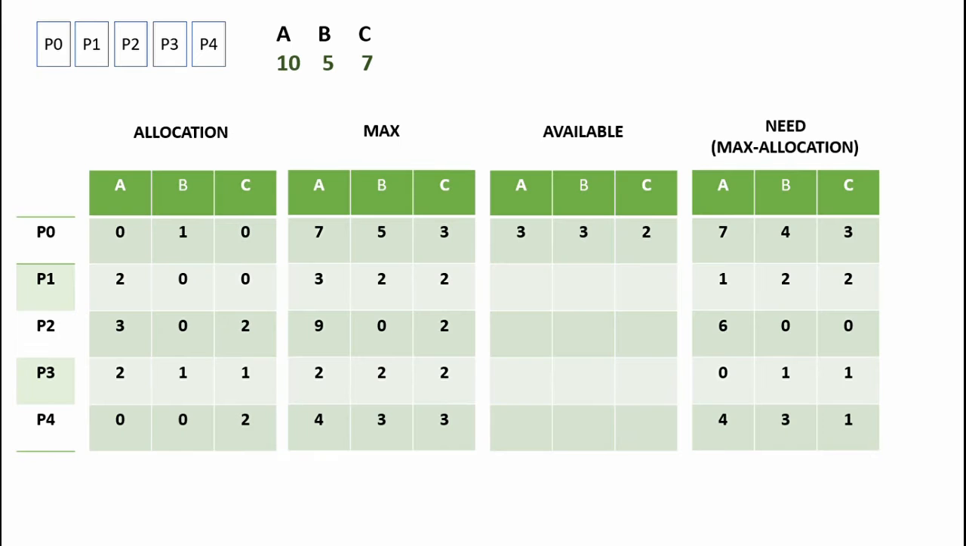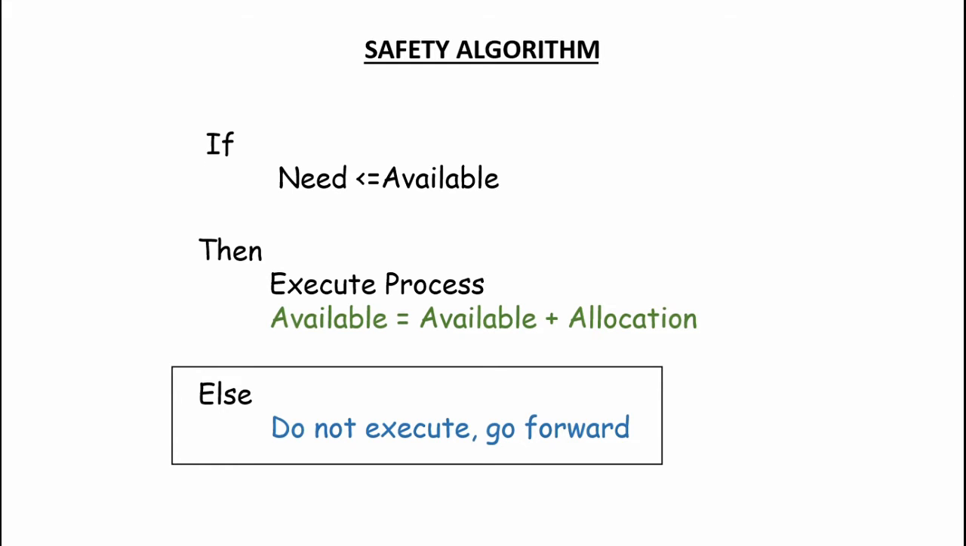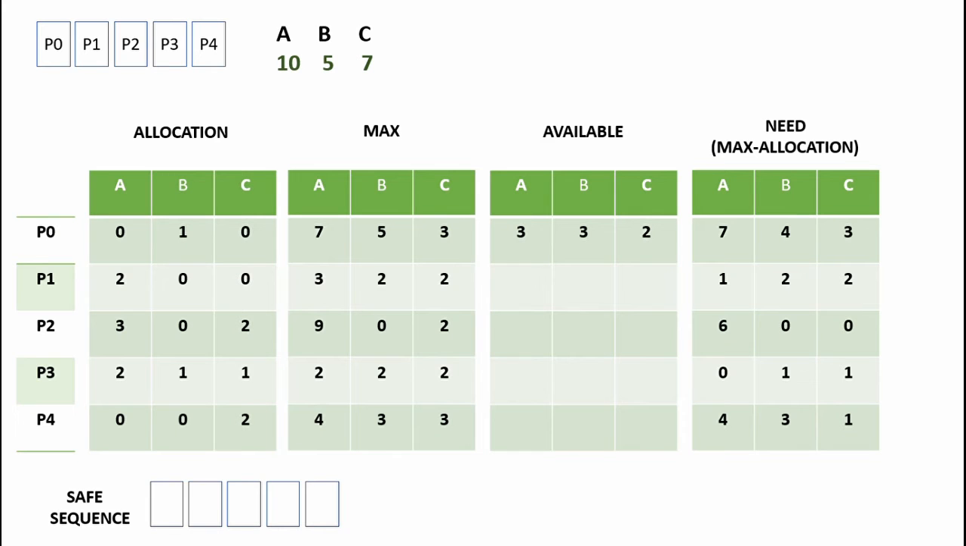Okay, so let's check for process P0. For resource A we need 7 instances and we have 3 instances. For resource B we need 4 instances and available are 3, and for resource C we need 3 instances and available are 2. So need is greater than available, so we cannot execute it and we will move on.